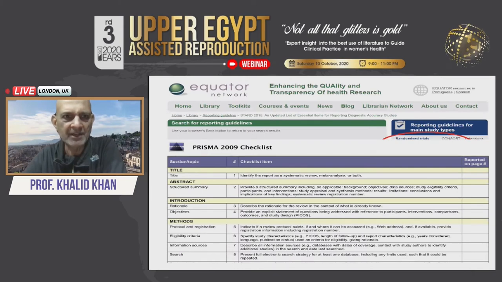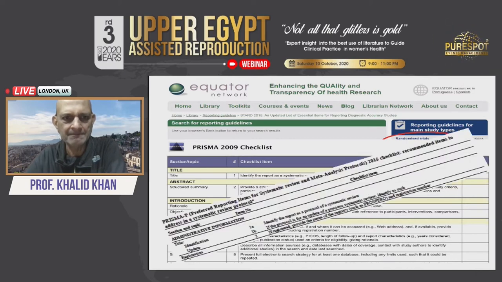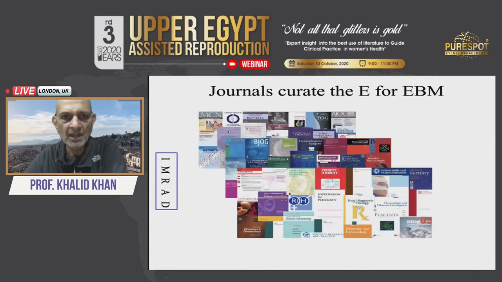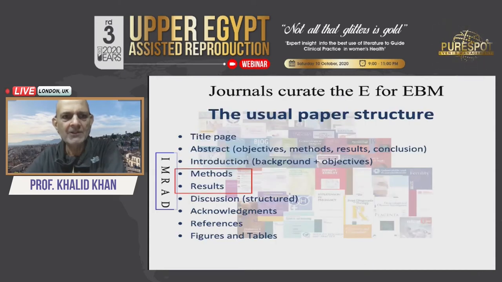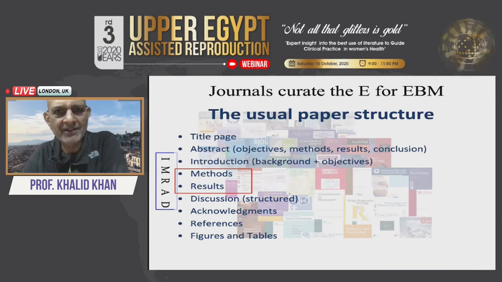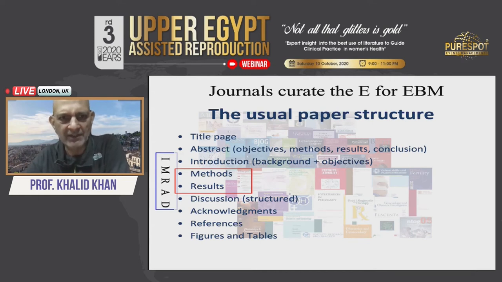And then when systematic reviews are done, the systematic reviewers do the same: register the review and follow the PRISMA checklist for writing up their papers. And these papers tend to give information about the strength and weakness of the paper in the methods and results, but also in the abstract.